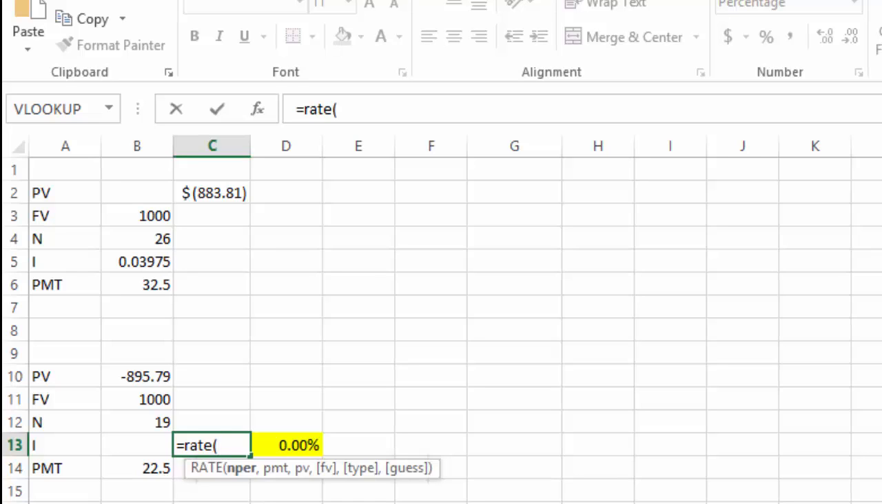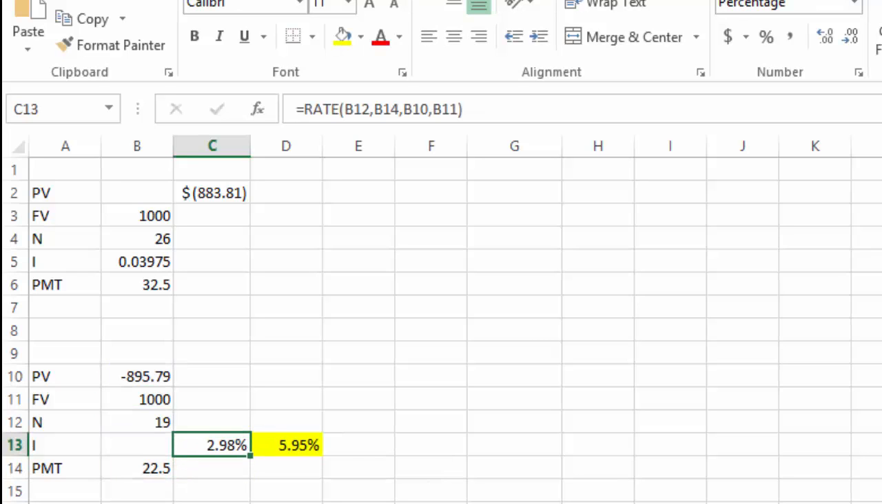And again, I have all the inputs necessary for solving for the rate. So the first input is the number of periods. So I'm going to go and highlight 19. I'm going to hit a comma to move to the next input required, which is the payment, which is right there, the present value, and then the future value.